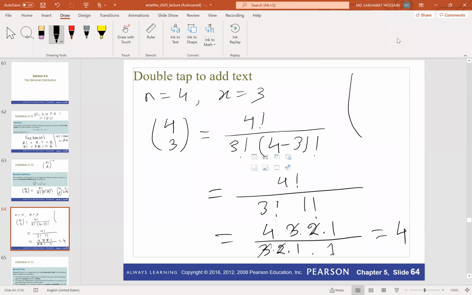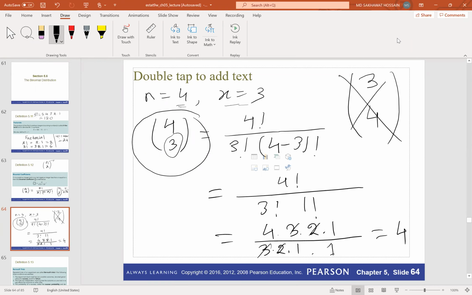But it is not possible if we have n as 3 and x as 4. We cannot have any combination like this. This means selecting 3 of them: how many ways can we select 3 items from 4 items? If we have a total of 4 items and x is 3, we are selecting 3 items from 4 items. The number of ways we can make this selection is 4 combination 3.